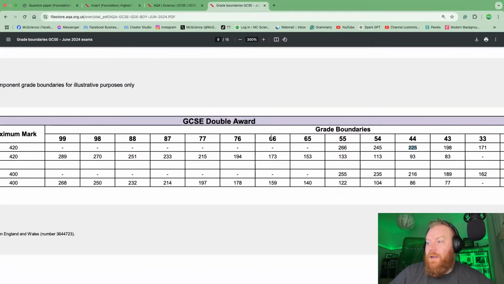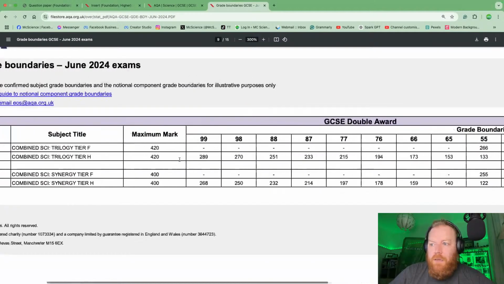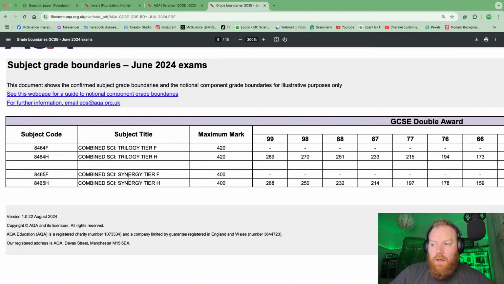Now, the great thing about the combined science, or the Synergy combined science, or if you're at Edexcel, they just call it combined science, is that if one of your papers is extremely weak but your other 5 are really strong, they balance out and it's all added together still to get that grand total.